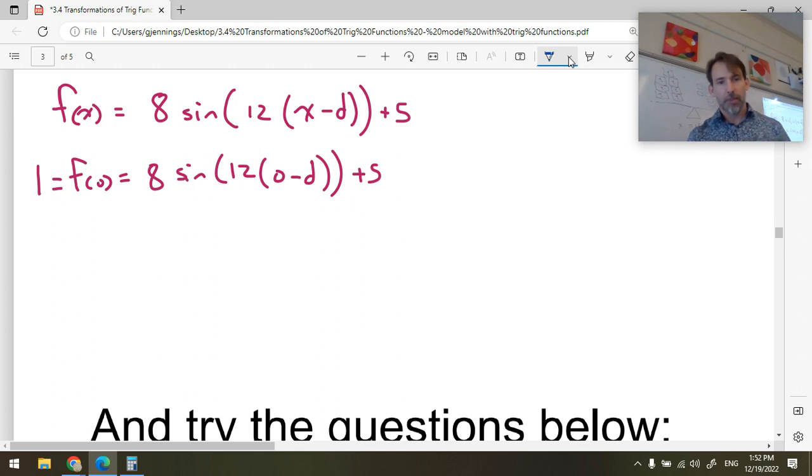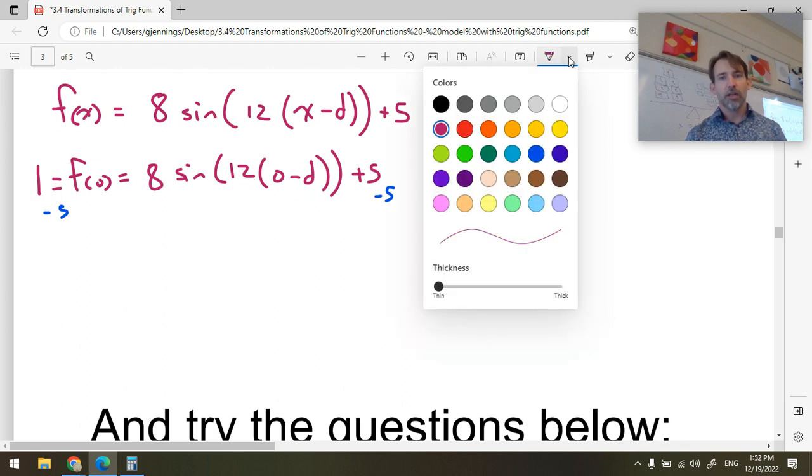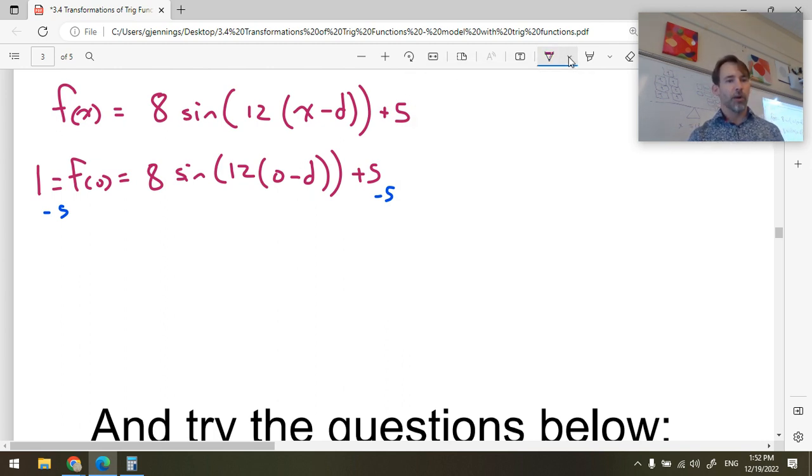Okay, great. Subtract 5 from both sides. Notice I'm peeling away layers of armor. 1 minus 5 is minus 4 on that side, which is equal to 8 sine of 12 times 0 minus d. That's sine of negative 12d. And that 5 has been taken care of.